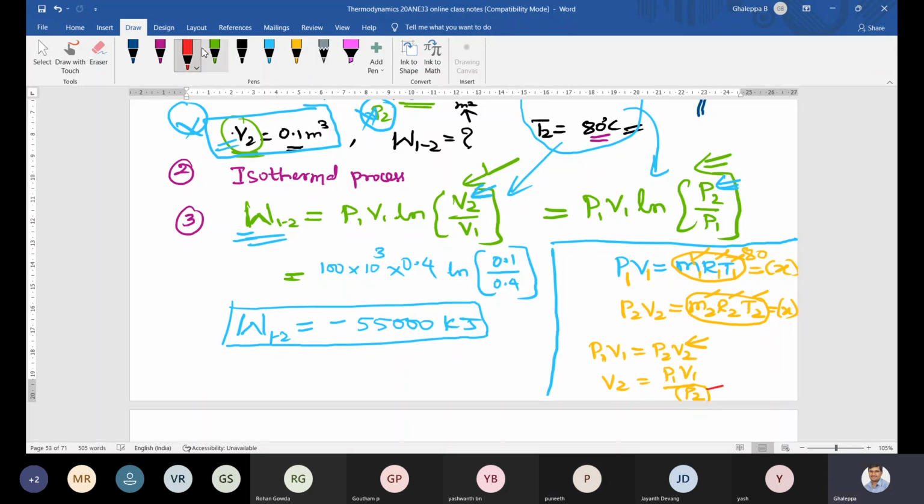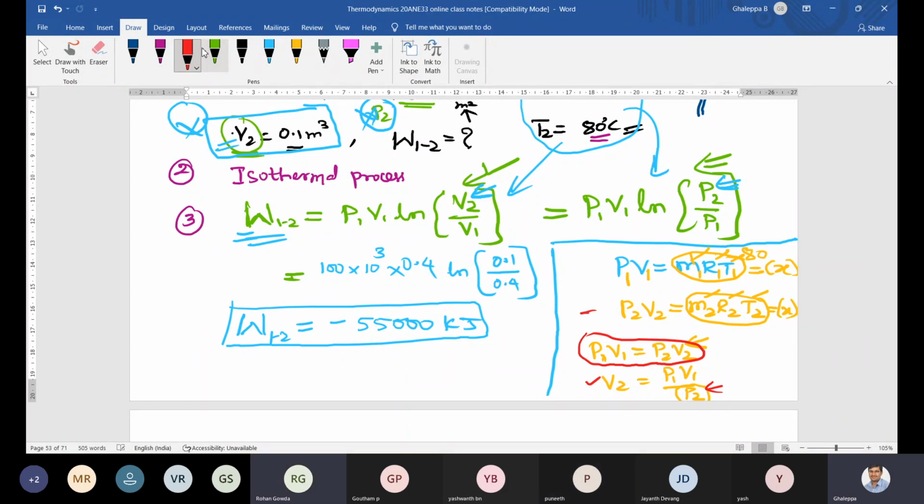P2 is also not given. How to calculate P2? If you know P2, you can calculate V2 using this equation. There is no doubt about it. But I don't know P2 also. Is there any equation on the screen to calculate P2?